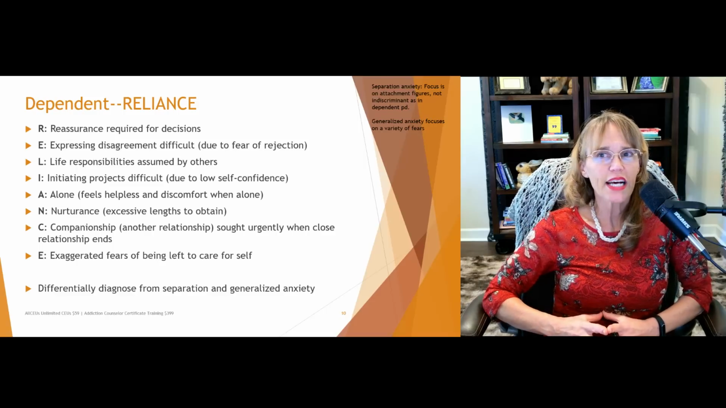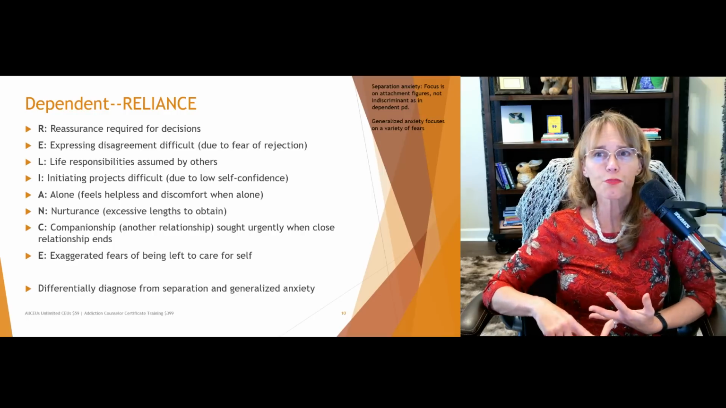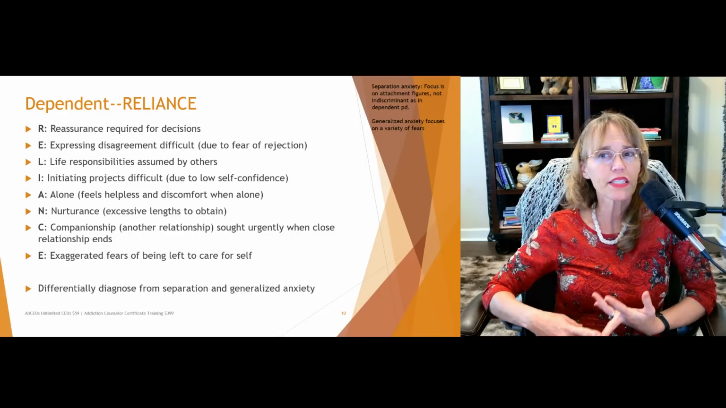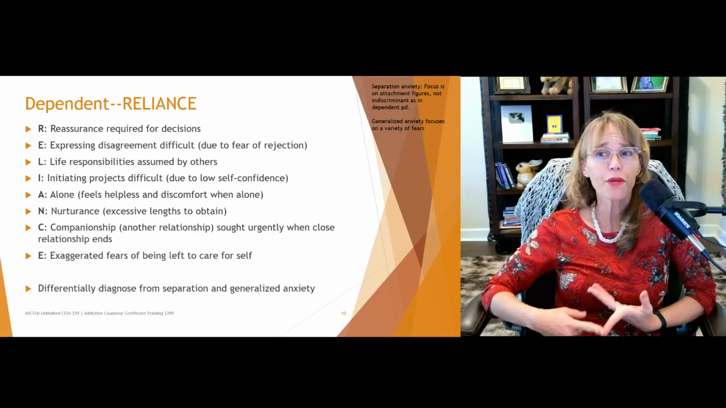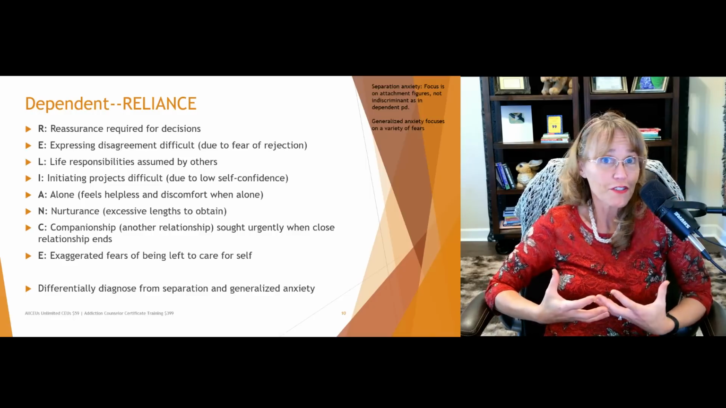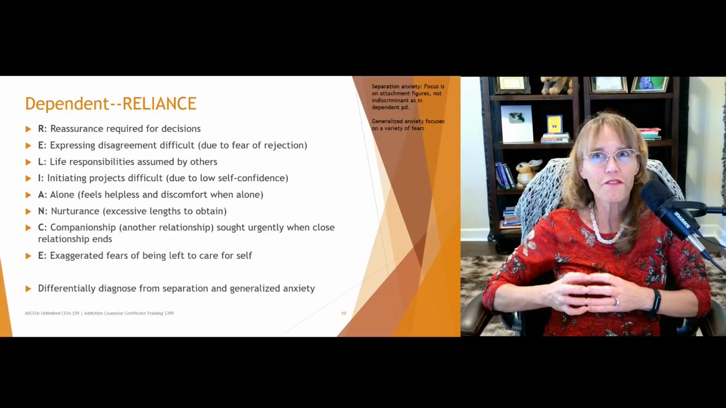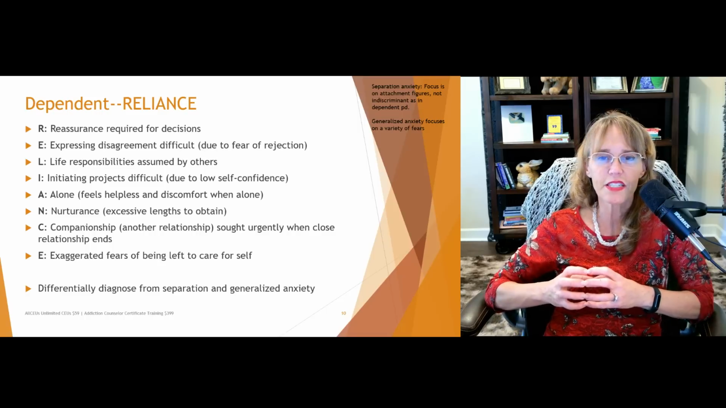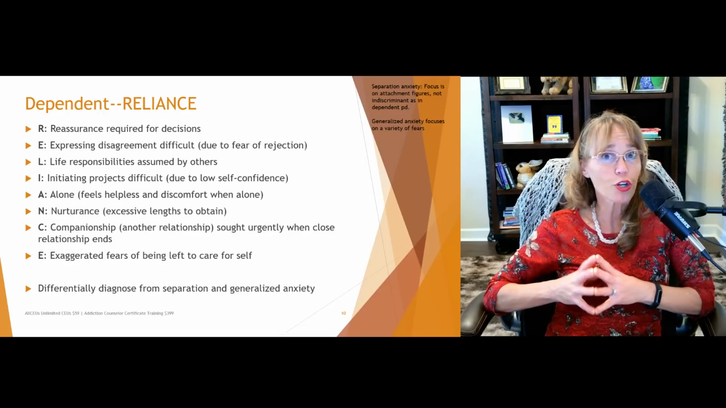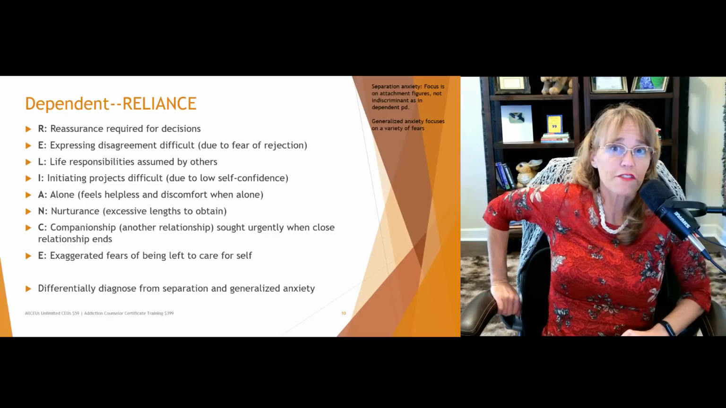In terms of dependent personality, you have the mnemonic RELIANCE. They need reassurance for decisions. They have difficulty expressing disagreement. Their life responsibilities are assumed by others. Initiating projects is difficult. Alone feels awful for them. They really need to be with somebody. They feel very much incapable of taking care of themselves. Nurturance is needed constantly. Companionship is sought urgently. And exaggerated fears of being left to care for themselves predominate their thoughts.